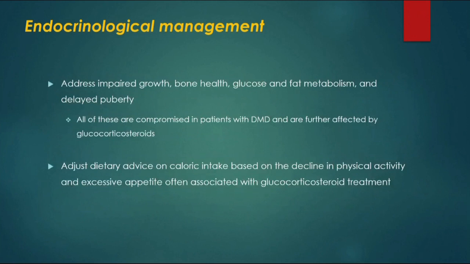Endocrinology needs to evaluate the growth. Actually, everybody can do that. So assess for impaired growth, bone health, glucose and fat metabolism, and delayed puberty. All of these are already compromised in patients with Duchenne and further affected by glucocorticoid use. Dietary advice should be given, and the diet should be adjusted based on the decline in physical activity and excessive appetite that can be associated with steroid use. So a low-calorie diet once they become non-ambulant.